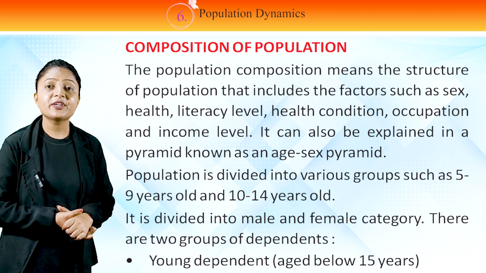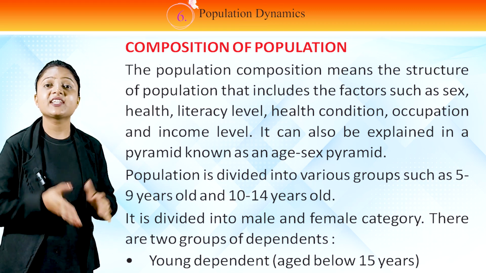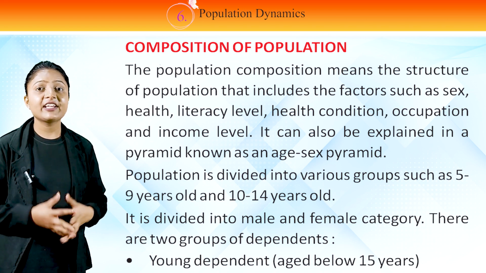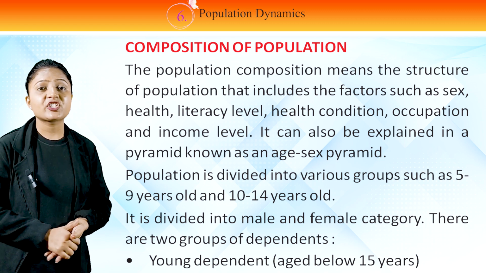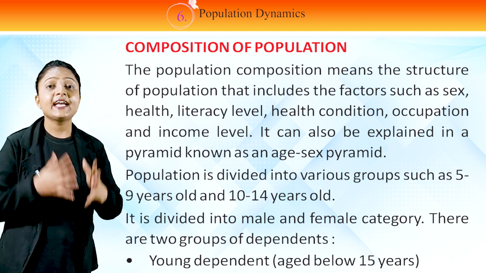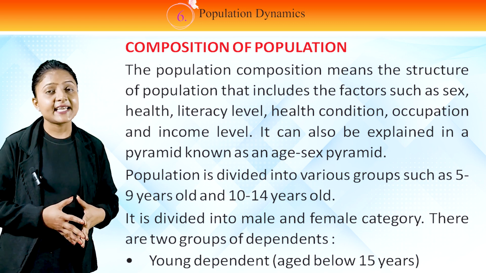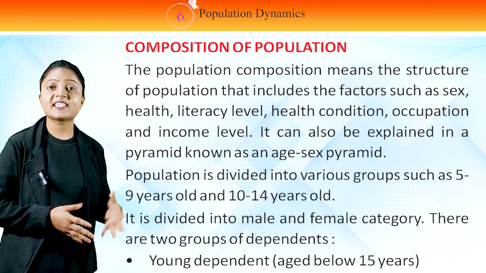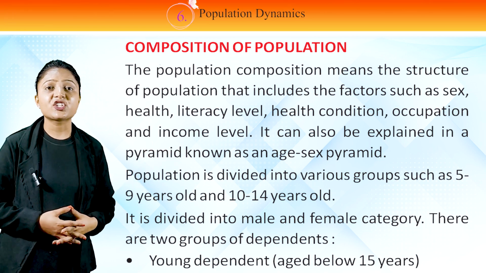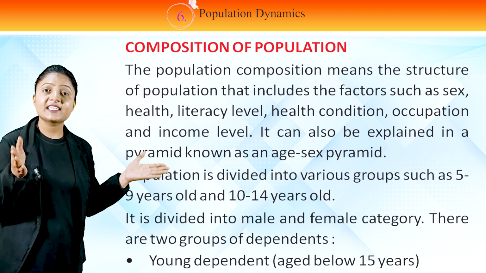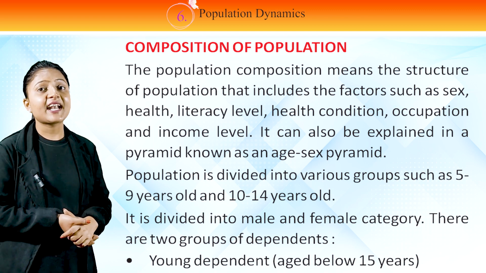Composition of population. The population composition means the structure of population that includes factors such as sex, health, literacy level, health condition, occupation, and income level. It can also be explained in a pyramid known as age-sex pyramid. Population is divided into various groups such as 5 to 9 years old and 10 to 14 years old. It is divided into male and female category.